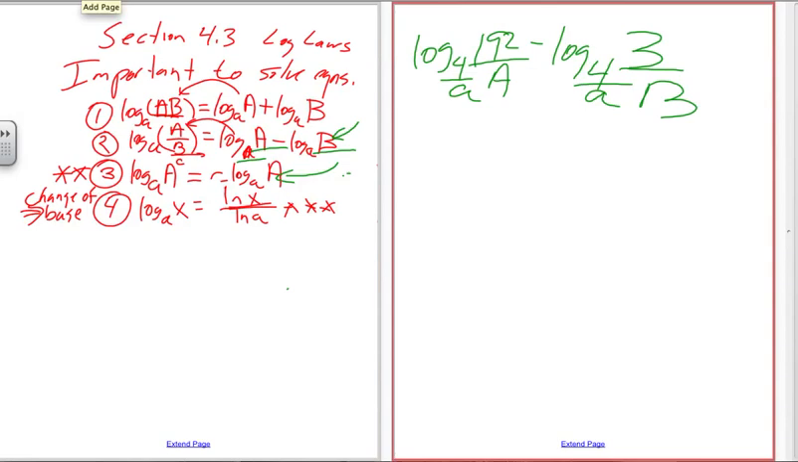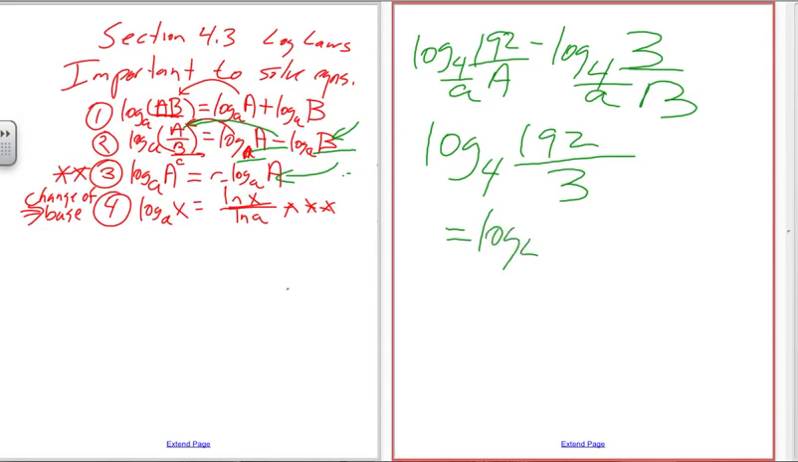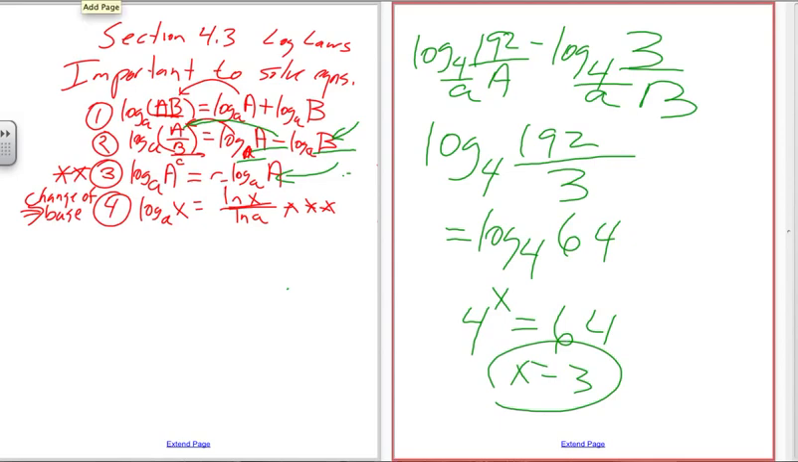So what I'm going to do is take this and go in this direction. So now it becomes log base 4 of A, which is 192, over 3. And you can simplify 192 over 3. So it's going to be log base 4 of 64. What I need to know is 4 to what power is going to equal 64, and the answer is 3. And that's the solution to it.